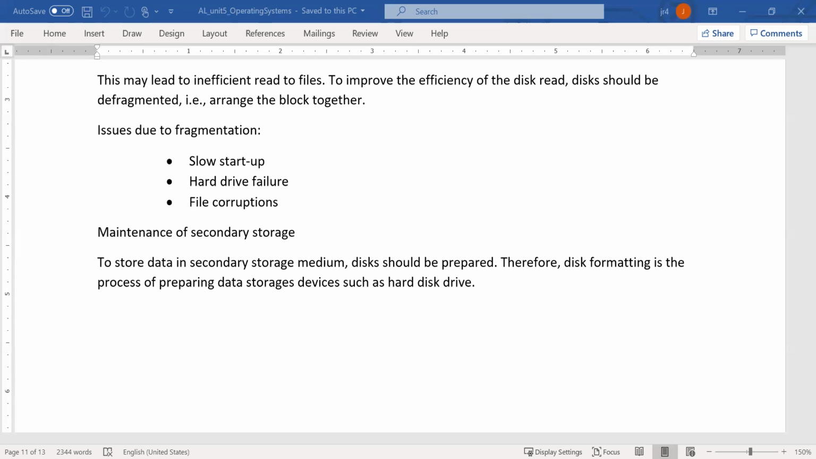How we'll put it like this. Let me type, how, managing OS.